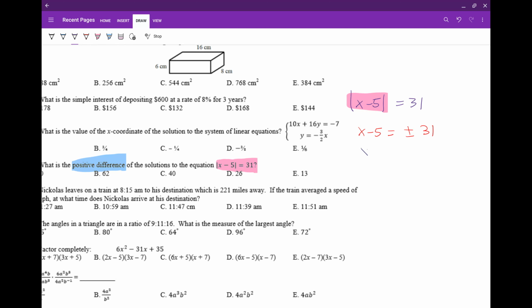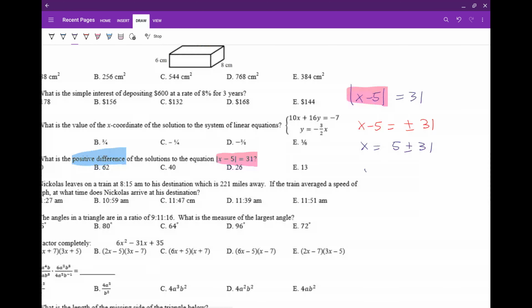You add 5 on both sides. You have x equals 5 plus or minus 31. Those are your two solutions. You have x equals 5 plus 31 and x equals 5 minus 31. It's asking for the positive difference of these. So just subtract and make it positive.